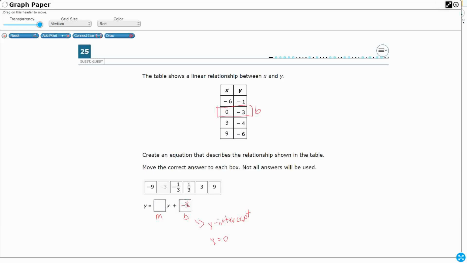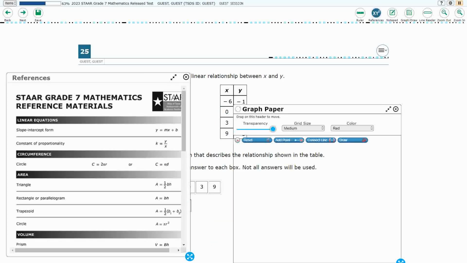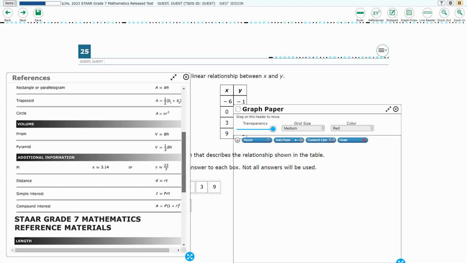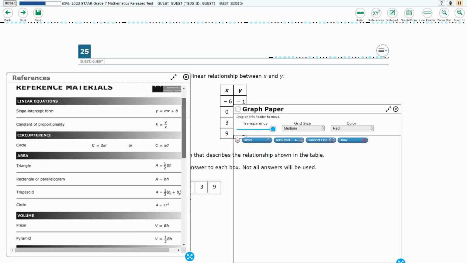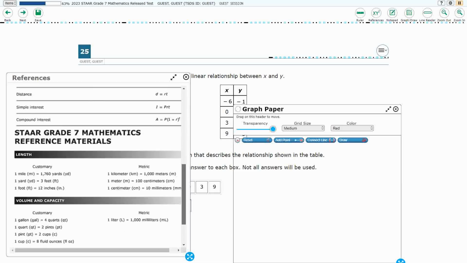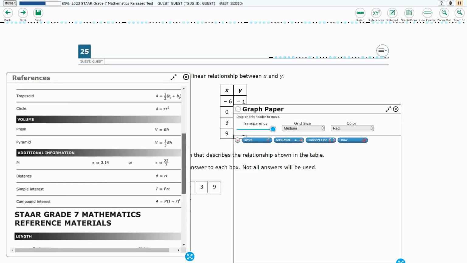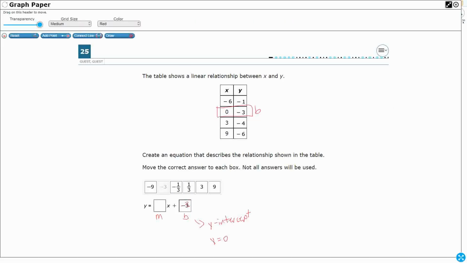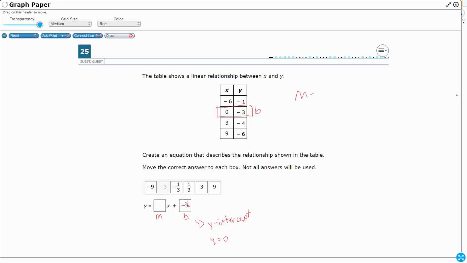Let's look at this m, though. How do we find m? Remember, we've got our equation that we can use for slope, right? The change in y over the change in x. So we don't necessarily see that here, so we need to bring that in here. It's not one of our reference materials. So we find the slope. I say change in y over change in x. Sometimes we'll see it rise over run. Either way, it's going to end up being the same thing.